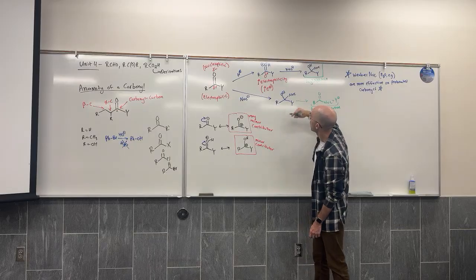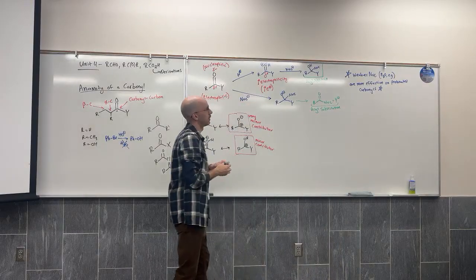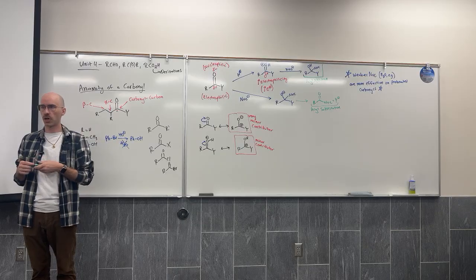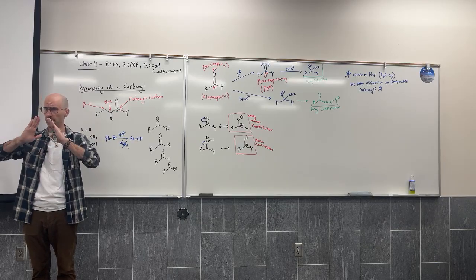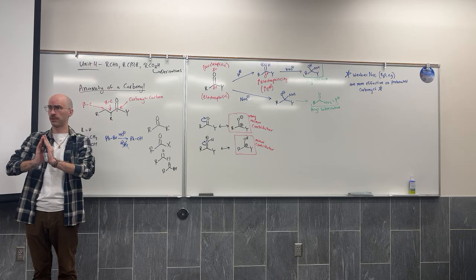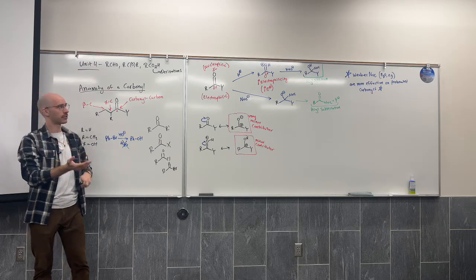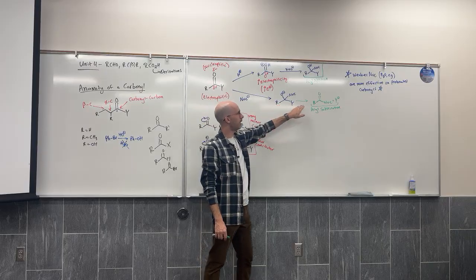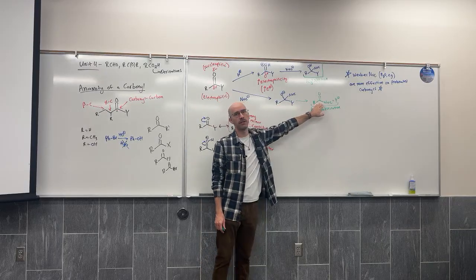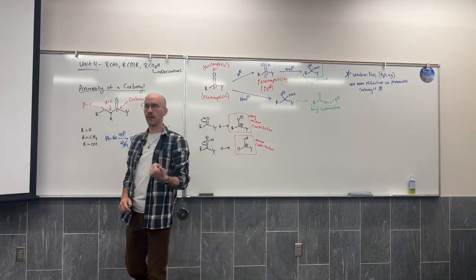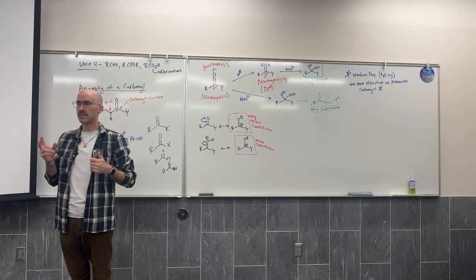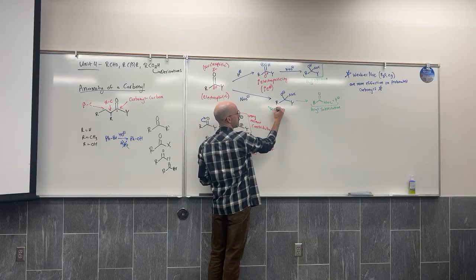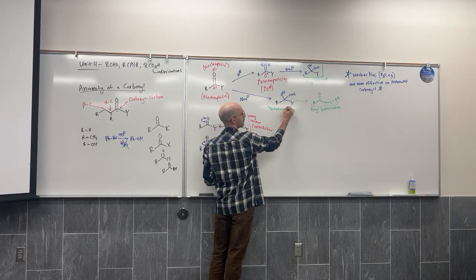But they both involve a tetrahedral carbon. That trigonal planar carbon, the carbonyl carbon, is opened into a tetrahedral carbon. And if the tetrahedral collapses back into a carbonyl, that means the tetrahedral was an intermediate. And so you'll see in some places that this is referred to as a tetrahedral intermediate.